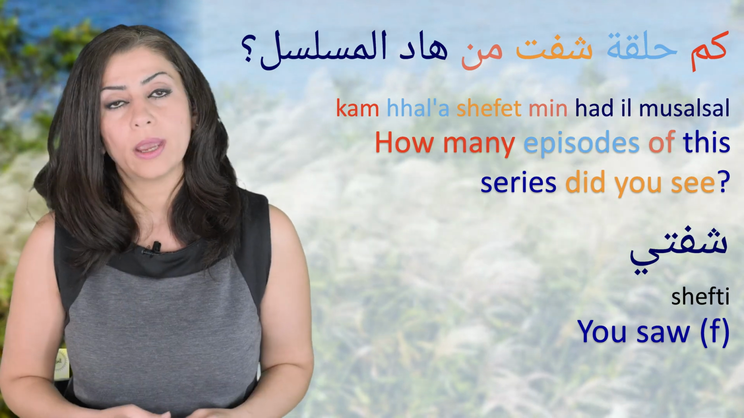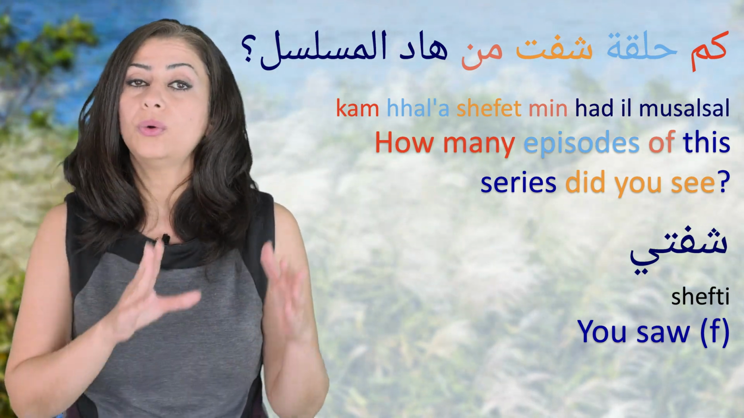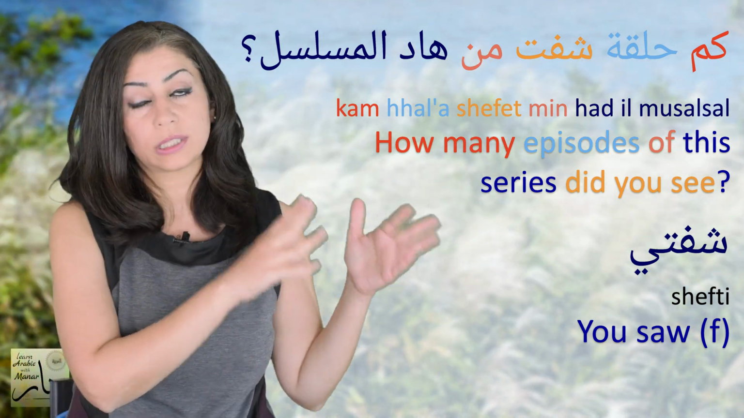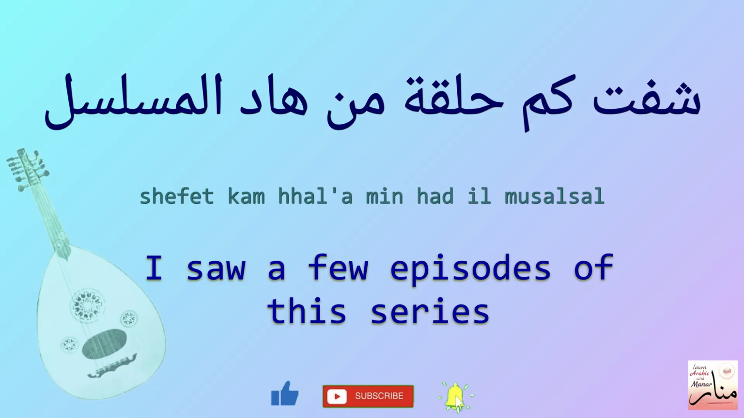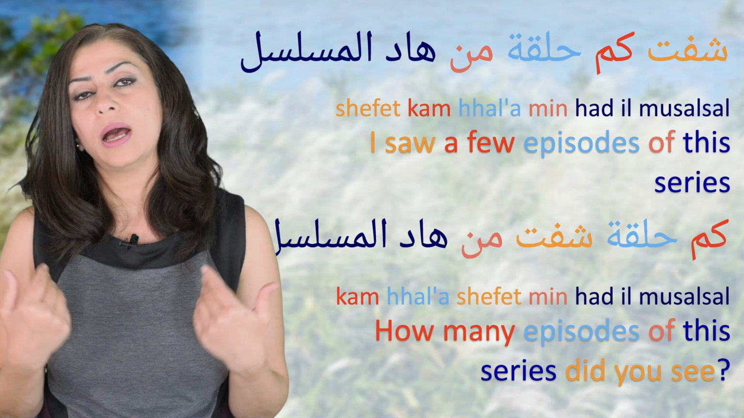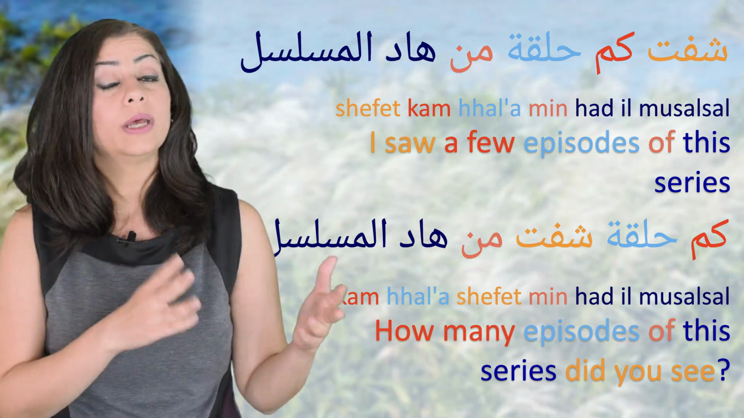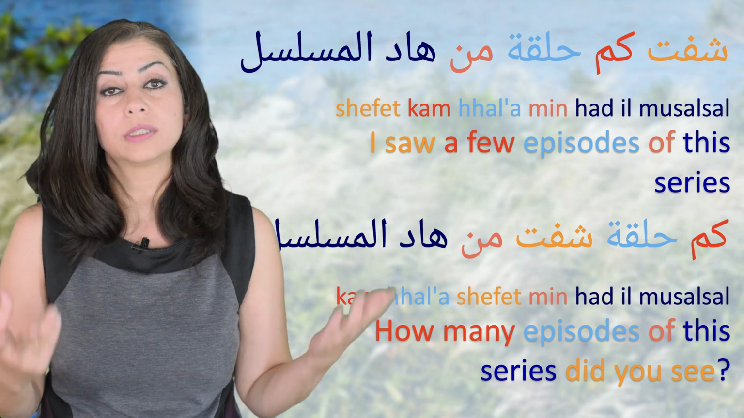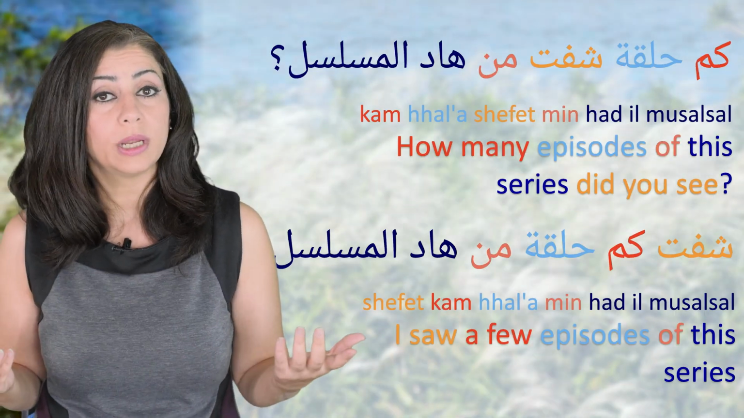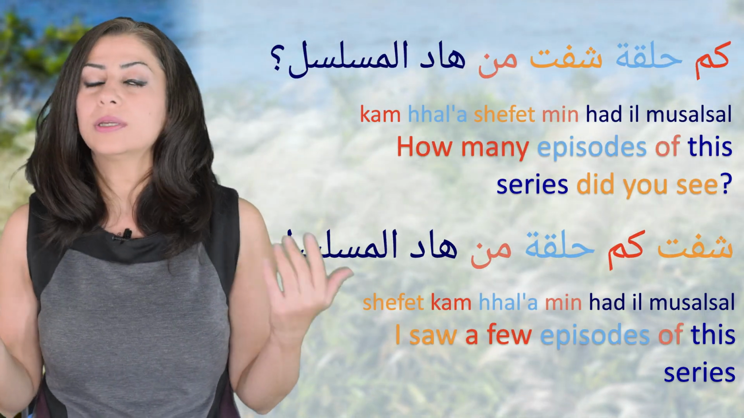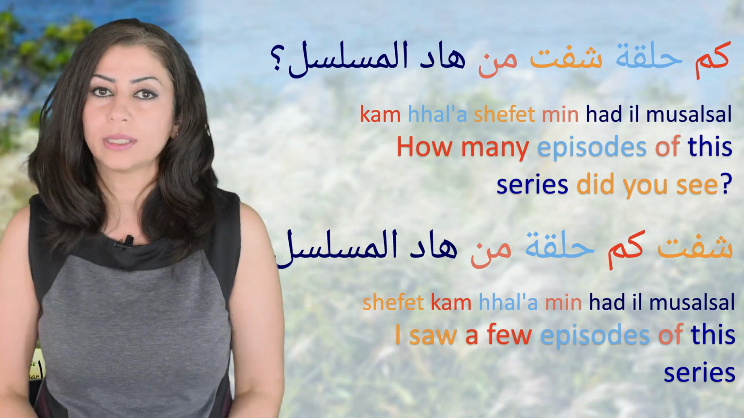If you want to say I saw a few episodes of this series, now you will move كم حلقة after the verb and it will be شفت كم حلقة من هذا المسلسل. شفت, I saw. كم حلقة, a few episodes من هذا المسلسل, from this series. كم حلقة شفت من هذا المسلسل? شفت كم حلقة من هذا المسلسل.